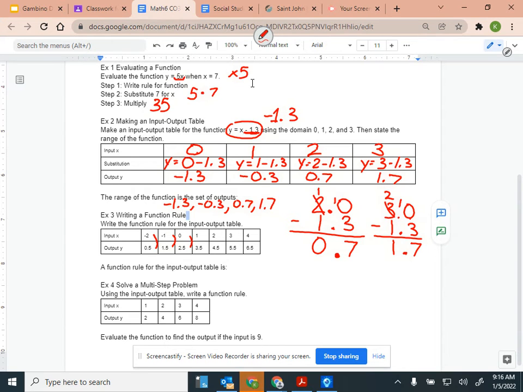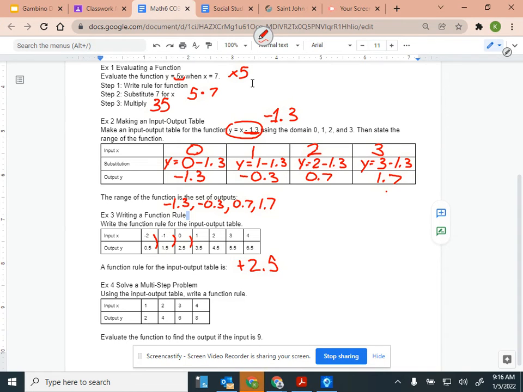What are we doing, Lily? Adding 2.5. Yeah, so that's our rule. Our rule for this is add 2.5. So to make it into our function, we would say y equals x, which is our input, plus 2.5. So instead of just saying add 2.5, we're going to make it into that function. Y equals x, our input, plus 2.5.